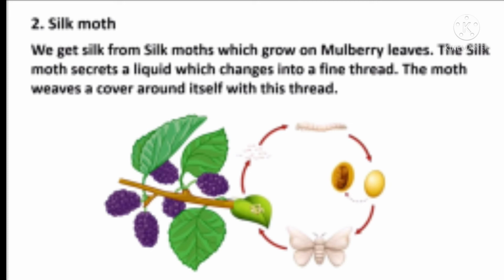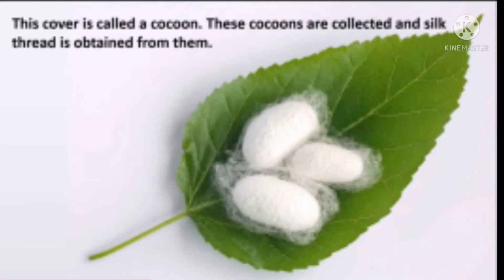You must know that the silk is obtained from one insect named the silk moth, and it grows on the mulberry leaves. The silk moth releases a liquid which changes into a fine thread. The moth weaves a cover around itself with this thread and it forms a covering which is called the cocoon. And when this cocoon is put in the hot water, then it changes into fine thread of silk.